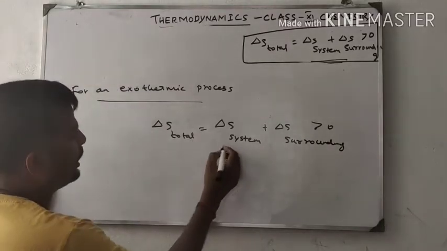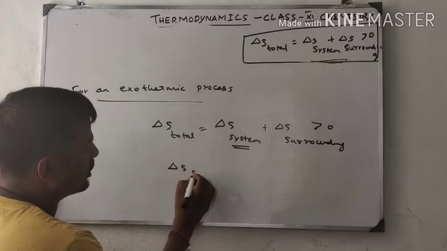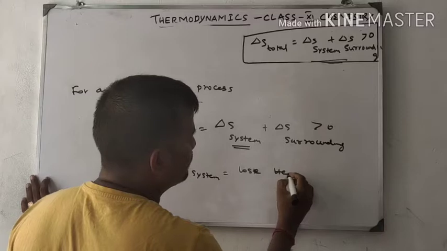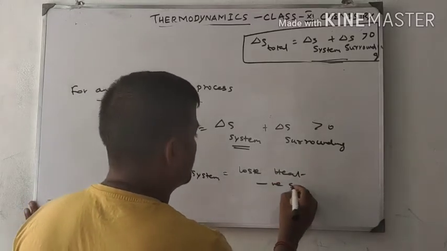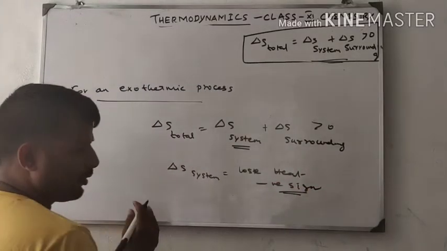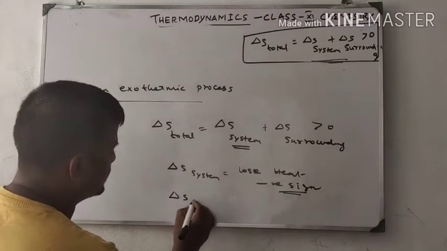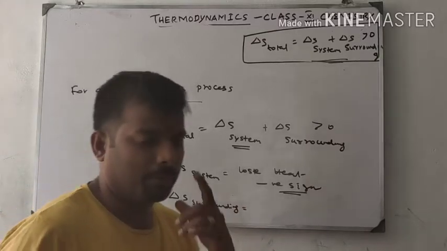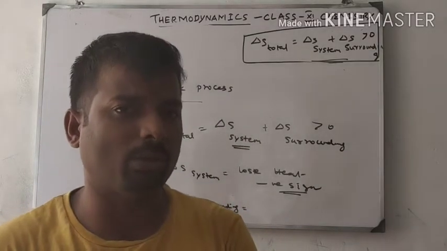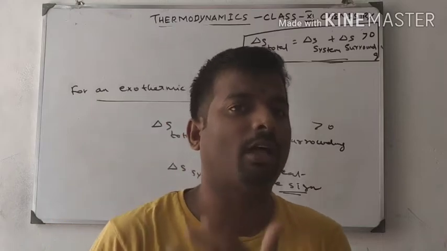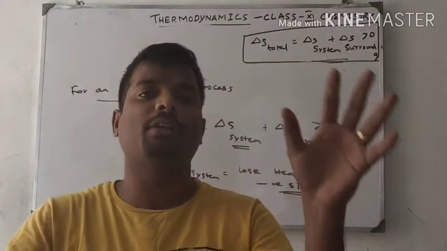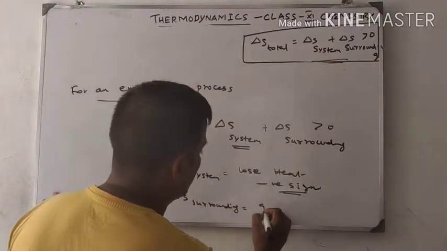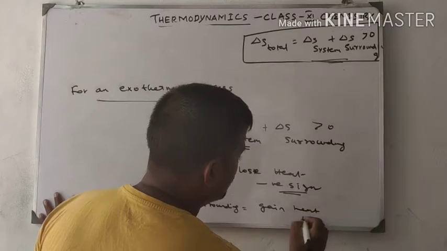Delta S system means the system loses energy, loses heat, so it is a negative sign. This is for observation. Delta S surroundings is already at room temperature. I am heating water, going to the cooking room, heating some water or cooking. What happened? The surroundings feel heat because the heat from the system travels to the surroundings. Therefore, the surroundings gain heat, so it is a positive sign.